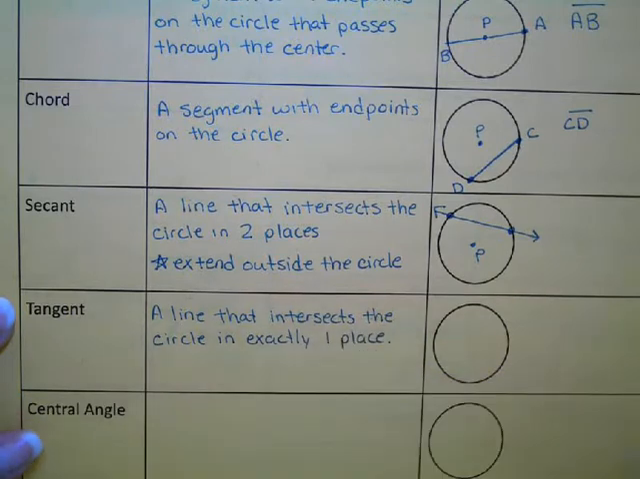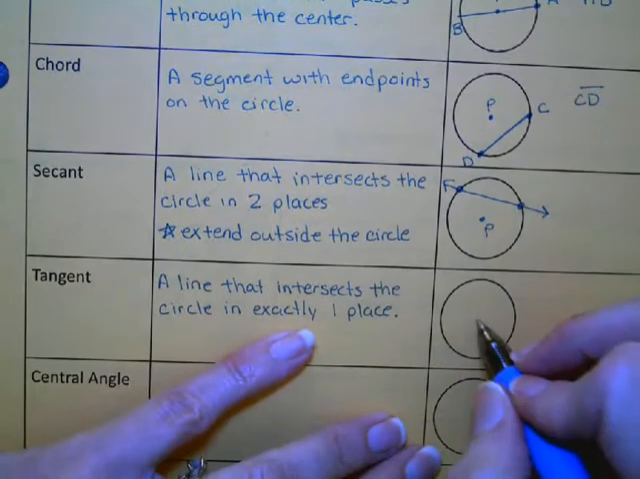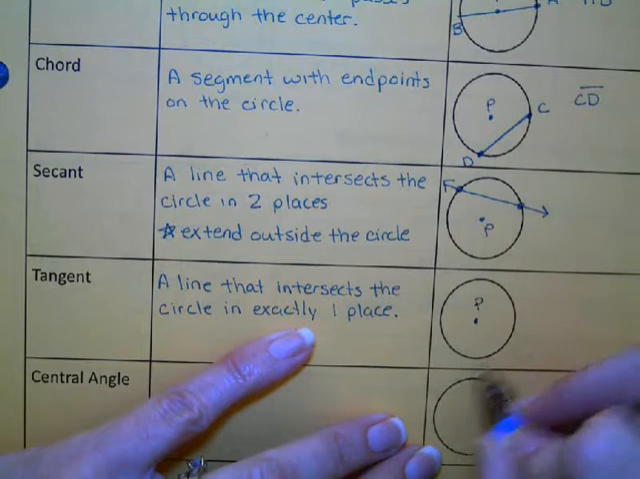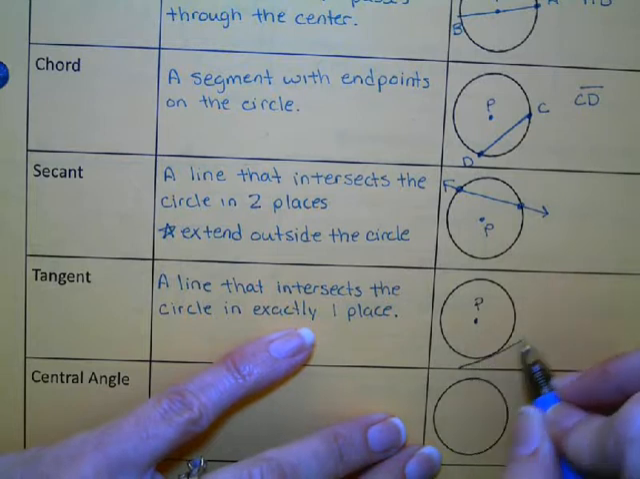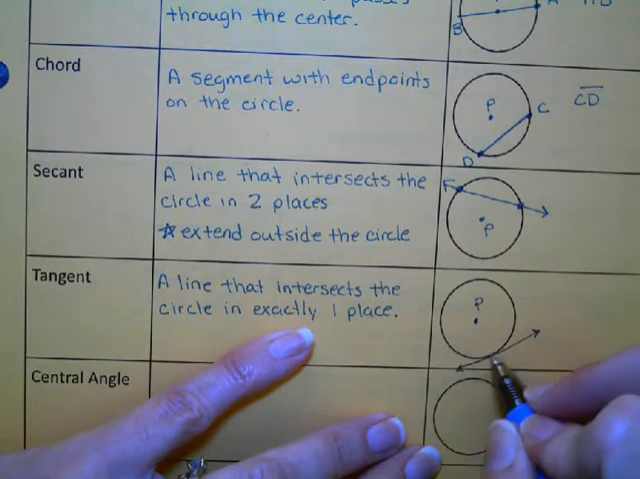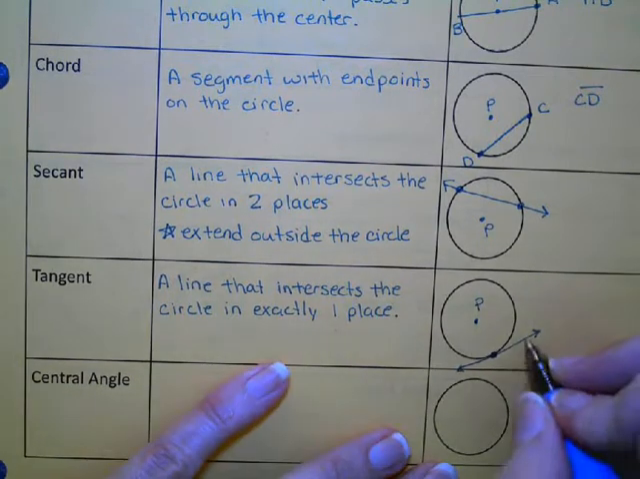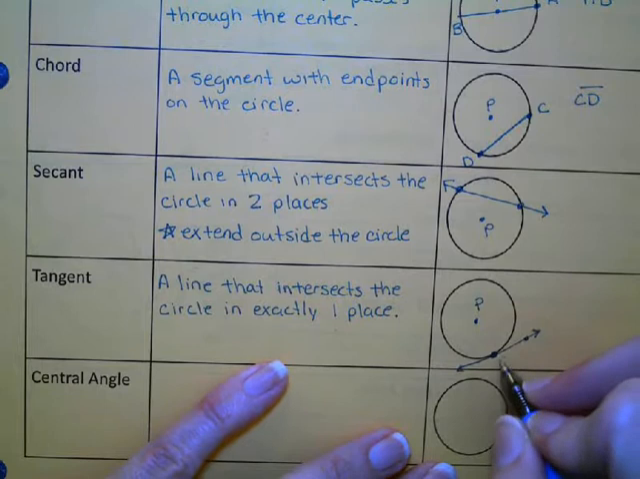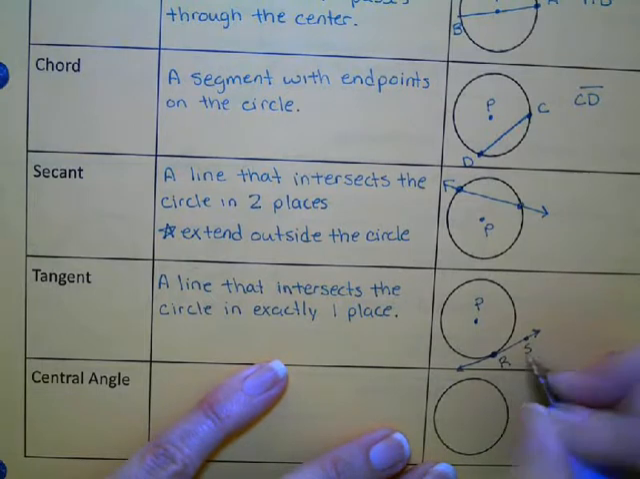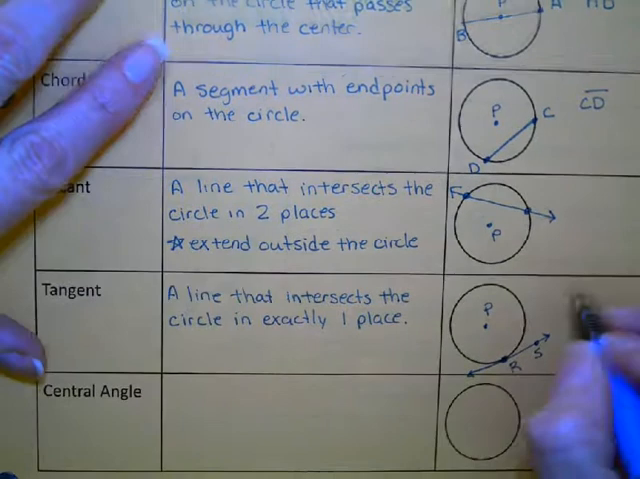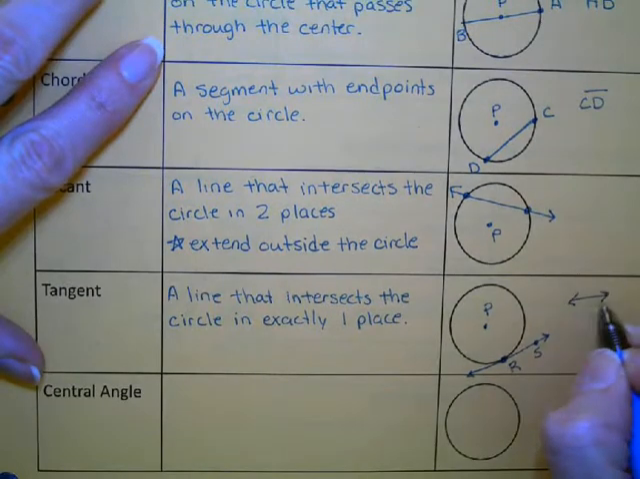So a tangent is really on the outside of a circle, but it does hit the circle in one place. So we'll call this still circle P. And I'm going to draw a line out here. I'm going to put a point. That line on the outside, let's give it letters. Let's call this like R and S. So line RS is a tangent line.